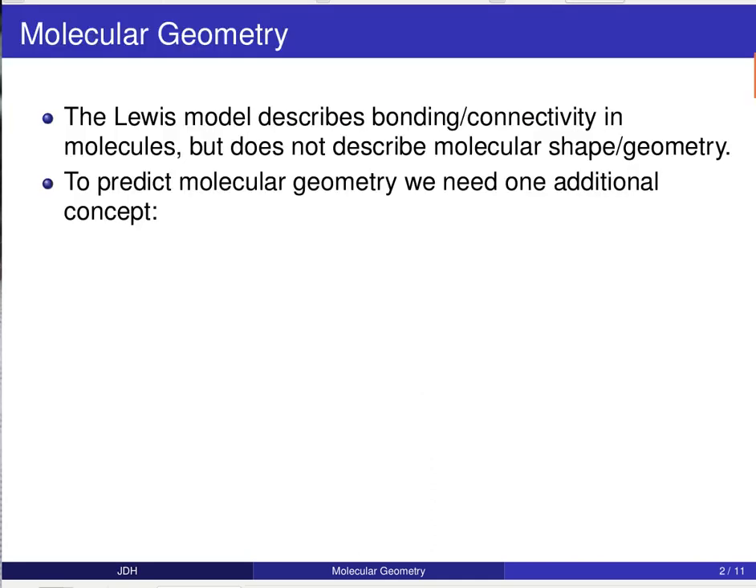Okay, so picking up where we left off, we have our Lewis dot model, and it describes a bonding connectivity for molecules. However, when we are drawing these dots and lines, we didn't really give any consideration to how those atoms are arranged other than to say, okay, we're going to put that more electropositive atom in the center, and then we're going to have groups attached to that central atom through these different types of bonding interactions. So in order to predict the shape or geometry of molecules, we're going to need really a single additional concept.